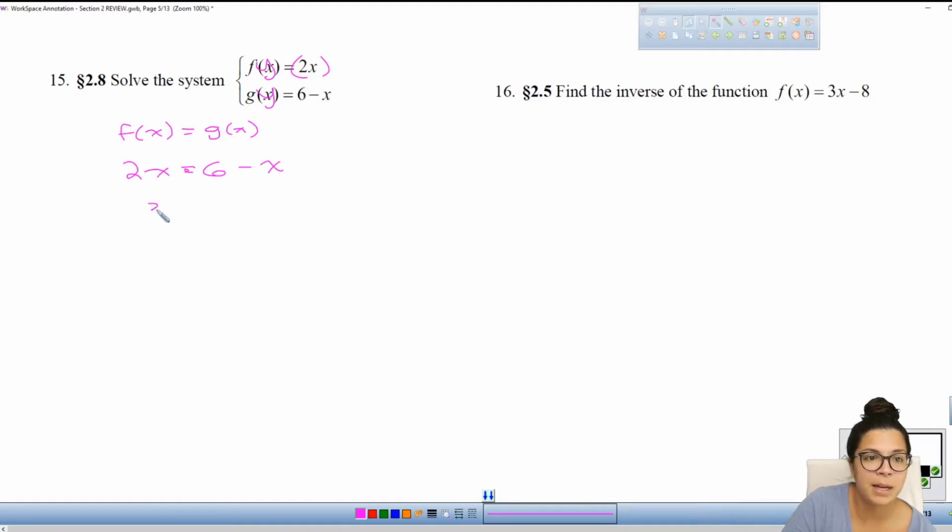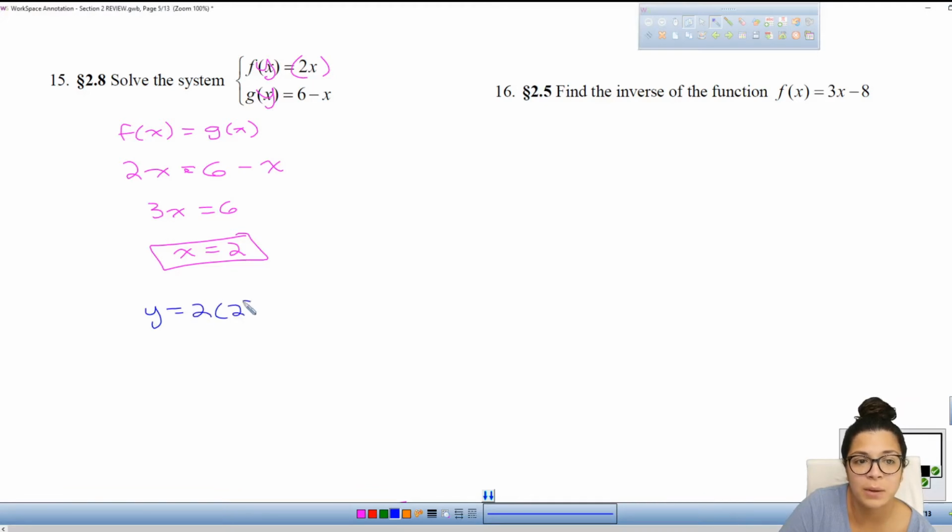Add x on both sides, we get 3x equals 6. Divide by 3 on both sides, we get x equals 2. Okay, great. We're halfway done. We now need to find the y value. So I could either plug that into the bottom one or the top one. It really doesn't matter. Let me plug it into the top one. Y equals 2 times the x value, which we just found was 2. So y equals 4.